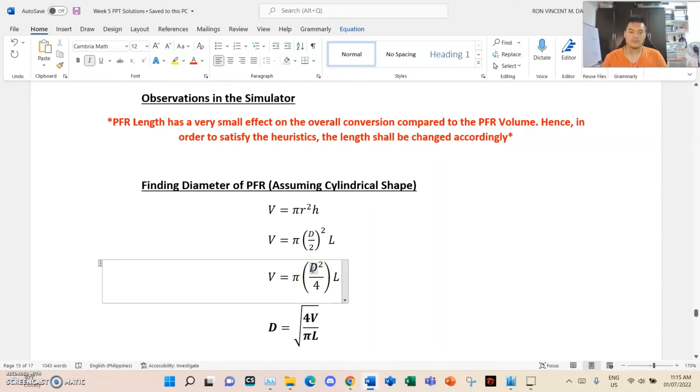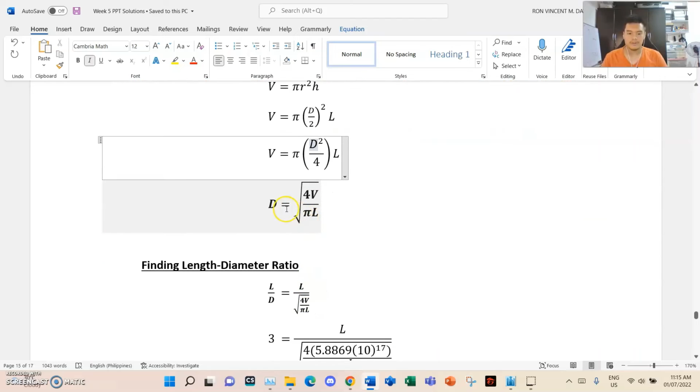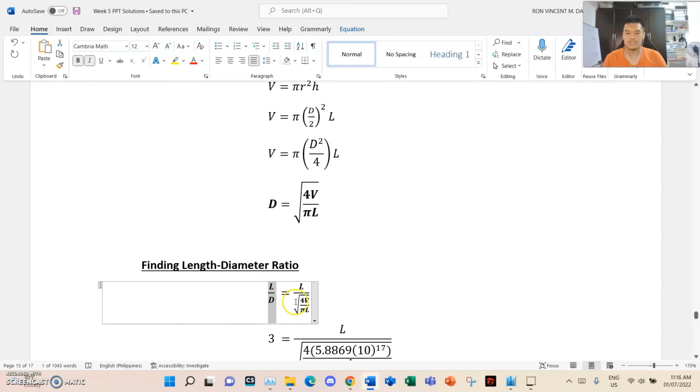So doing algebra, I would isolate the formula for diameter, which would be this equation. Then, in order to find the length-to-diameter ratio, I would just divide L over D. L is just L, and D has this formula, so I substituted it here.